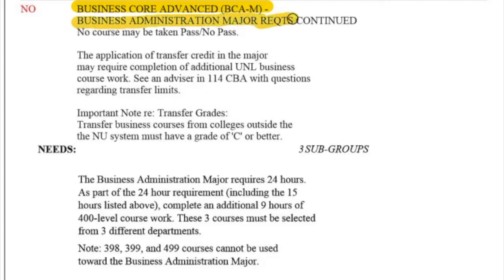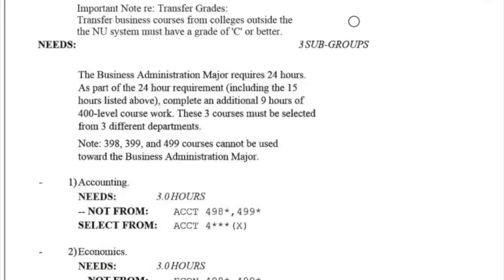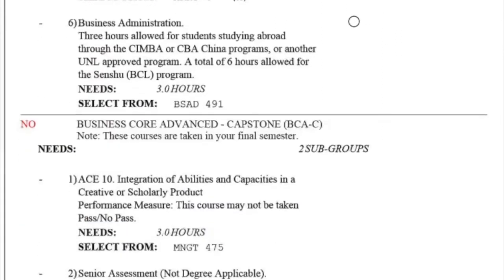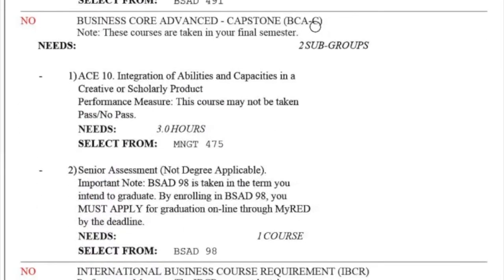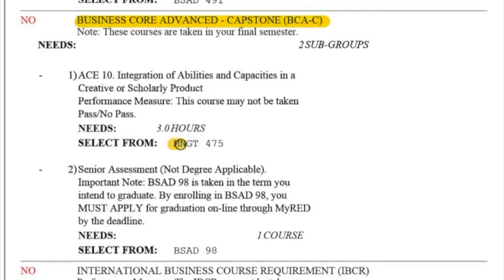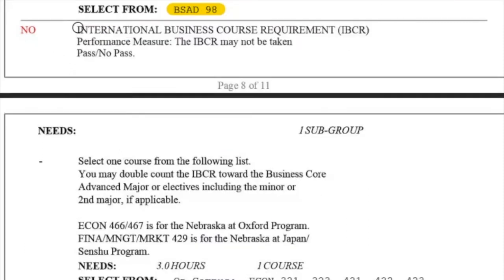Under the major requirements is your capstone. A capstone is a requirement taken during your final semester here at the university. You can see here that there are 2 items that you will need to enroll in, Management 475 and BSAD 98, which is the senior assessment. Below your capstone requirements, you will find your International Business course requirement.